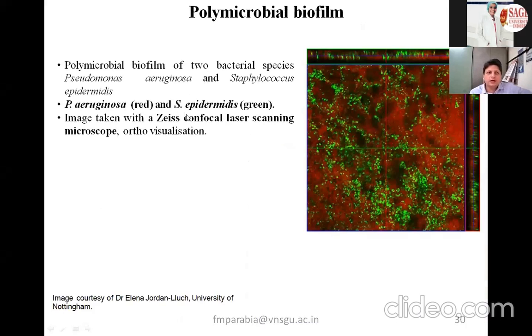This is a polymicrobial biofilm, meaning within one biofilm, there is more than one kind of bacterial species. In this particular image, what you can see in red color is Pseudomonas aeruginosa, and the green color is Staphylococcus epidermidis. This photograph was taken by a Zeiss confocal laser scanning microscope.